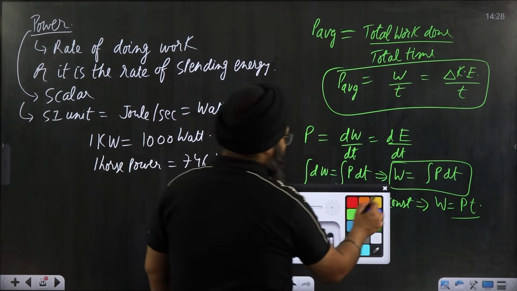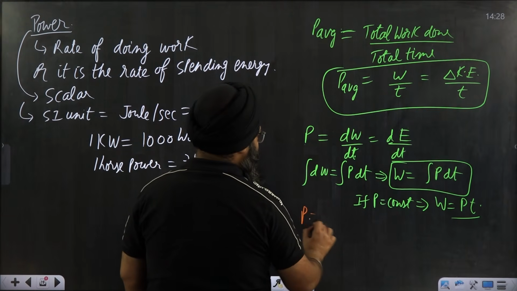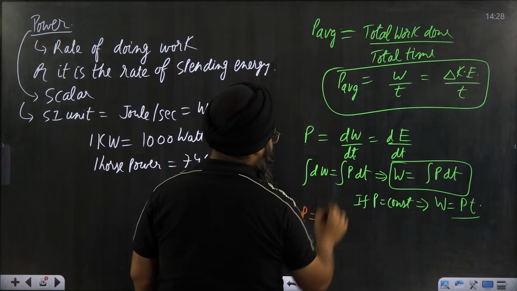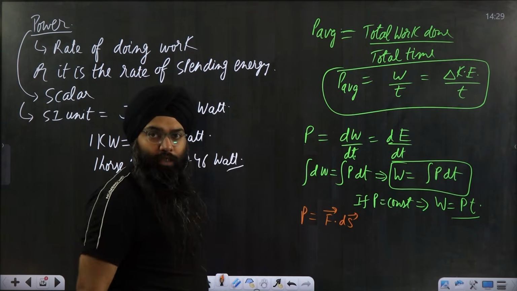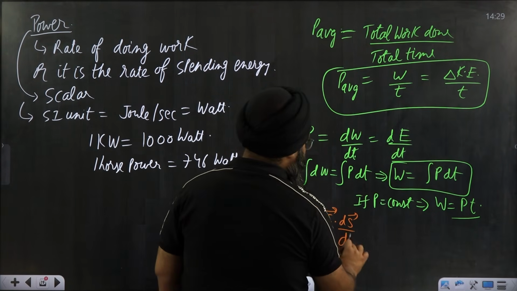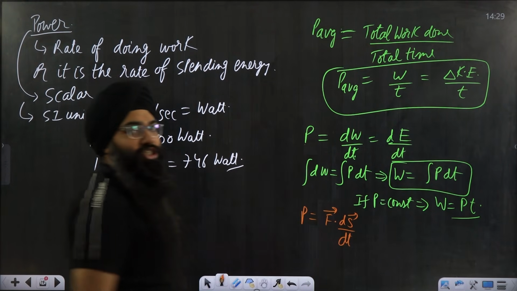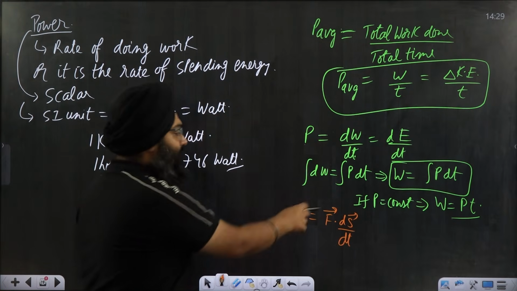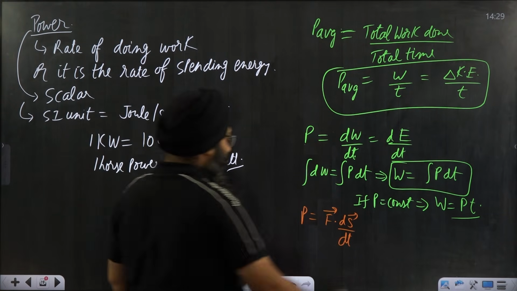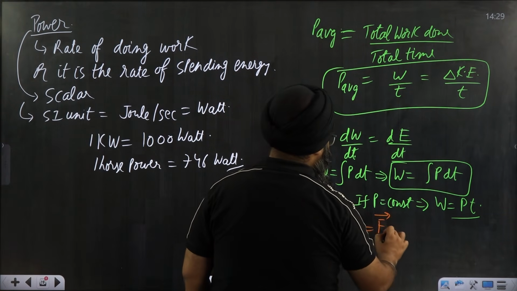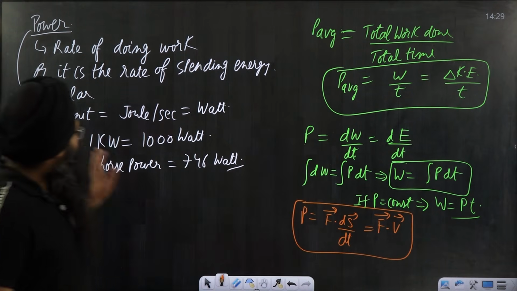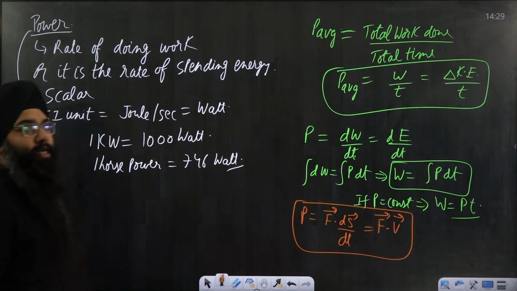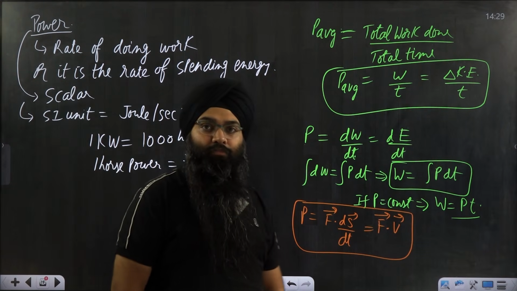One more thing which you must remember: instantaneous power can also be written with dW as F vector dot ds vector, divided by dt. ds vector by dt is what? Differentiation of displacement is basically velocity. So instantaneous power can also be written as the dot product of force and velocity. So these things should be clear to you. This much is required for power.